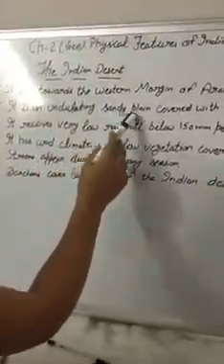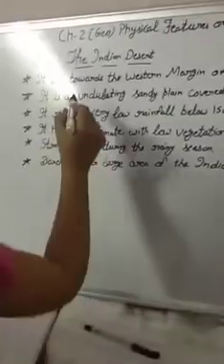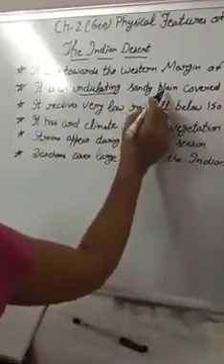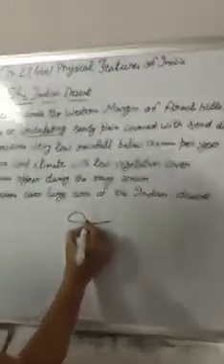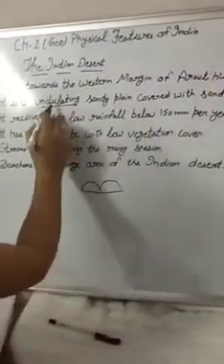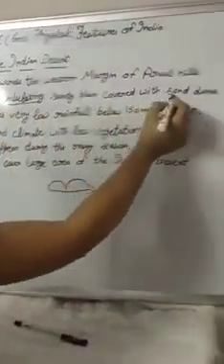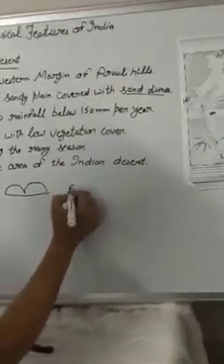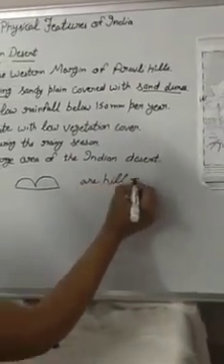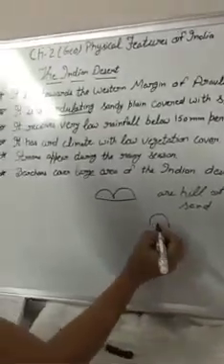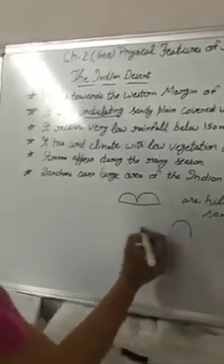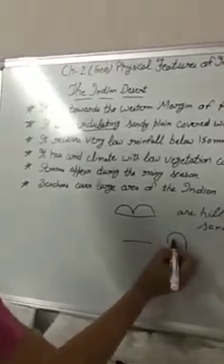The next feature of the Indian Desert is that it is an undulating sandy plain covered with sand dunes. Undulating means the area of the desert is not a plain. The sands make the hills go up and down. So that's why it is known as undulating and covered with sand dunes. Sand dunes are hills of sand. When winds take sand from one place to another and make a hill, that is known as a sand dune.